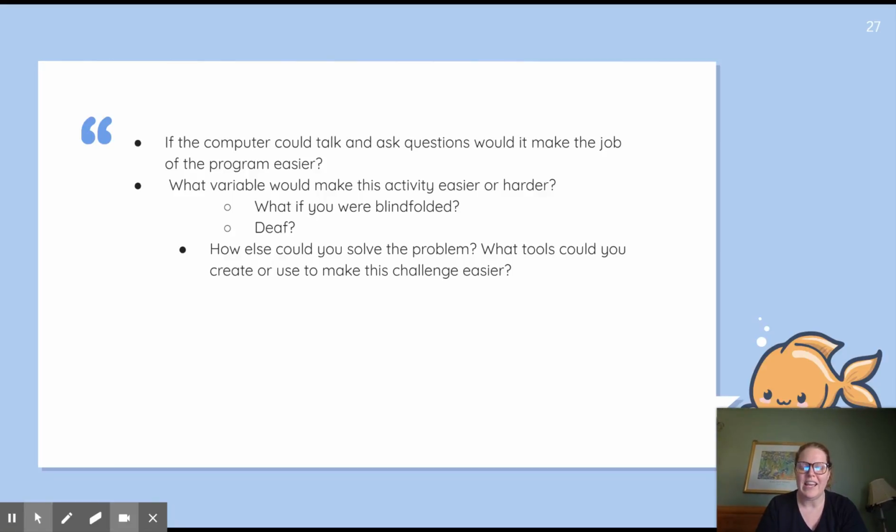So again, a way to get out and make movements, but also understand how a computer and a programmer work together, how a programmer codes a computer to make it work.